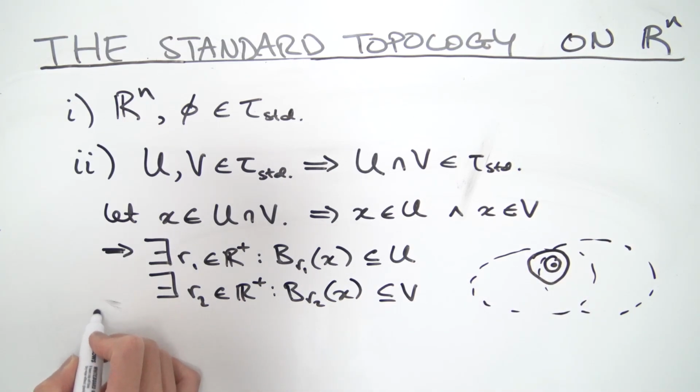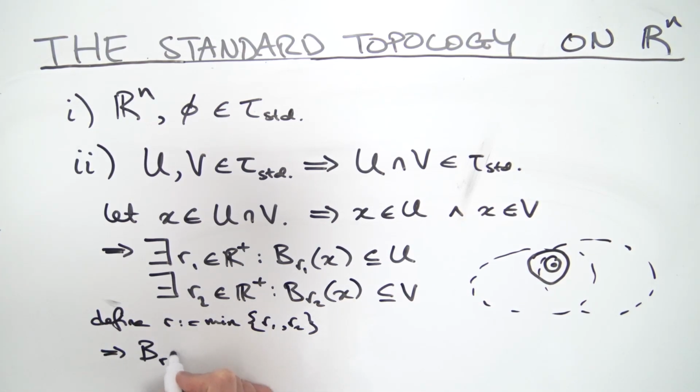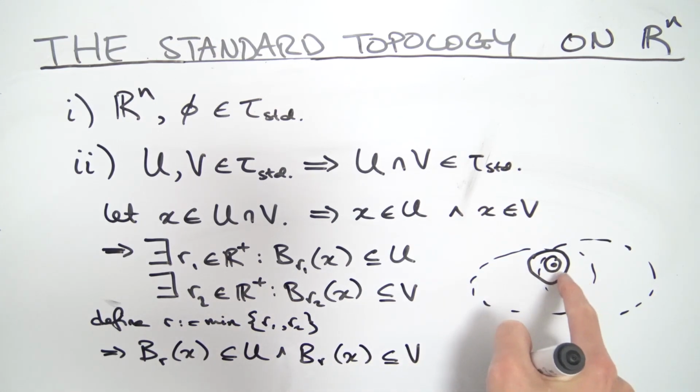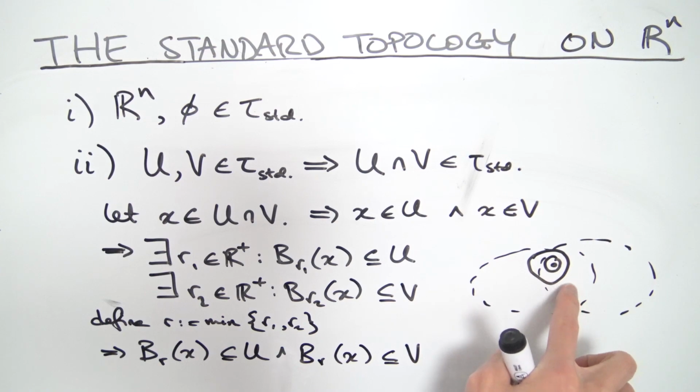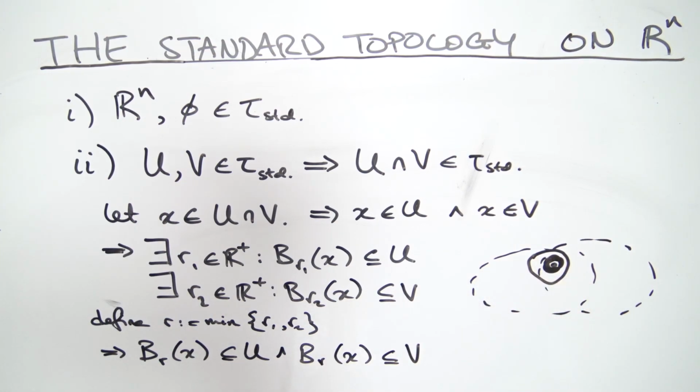So now what we're going to do is define a new radius R to be precisely the minimum of R1 and R2. So we're going to take the minimum of those two radii there. And if you do so, then this implies that B_R of X is in U and B_R of X is also in V, because you're taking the minimum. So that's clear from the picture. If you take a smaller radius, then that open ball will be in both of the sets.